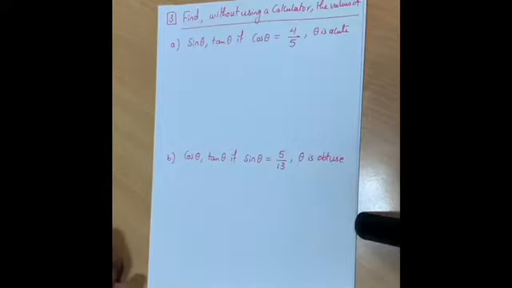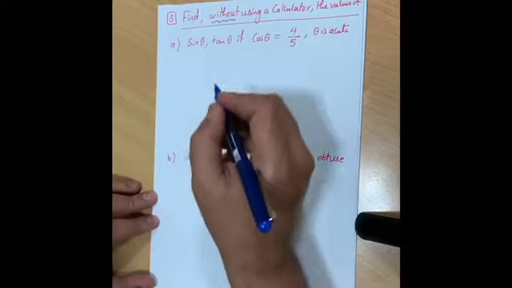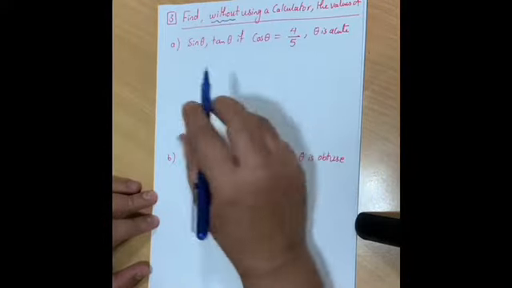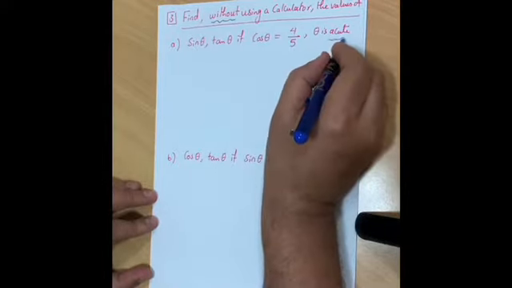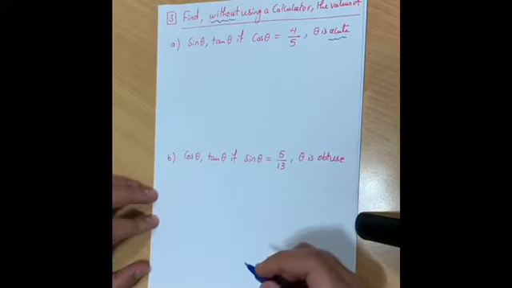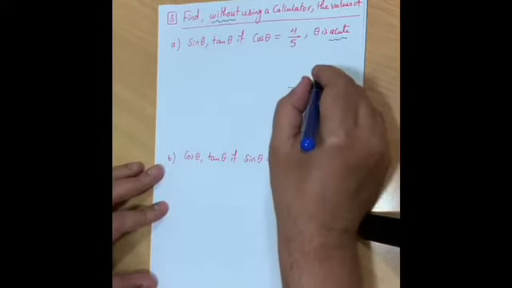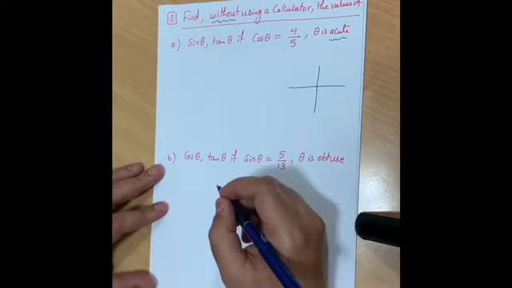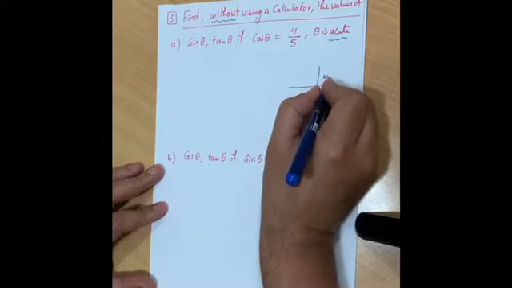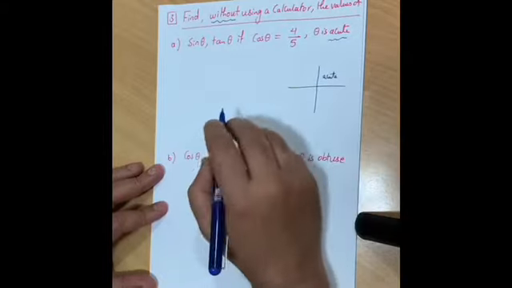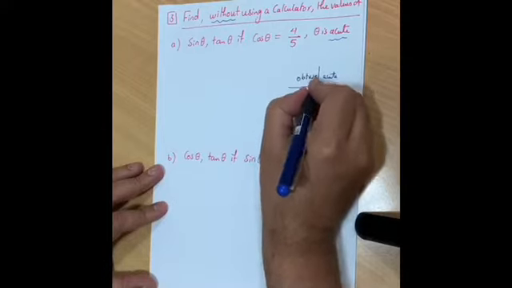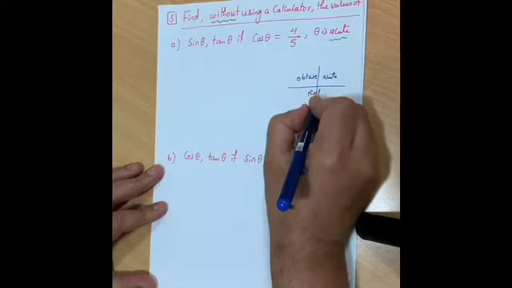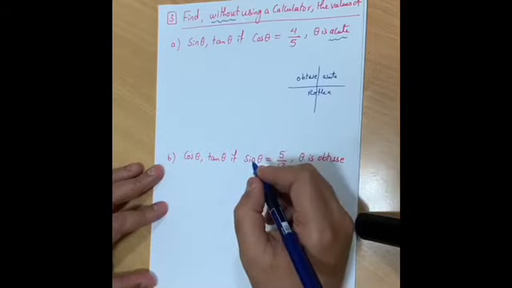Question 3. Find without using a calculator the values of sine theta and tan theta, if cosine theta is 4 over 5. And remember, theta is acute. I told you before, on the unit circle, all the angles in the first quadrant, we call them acute angles, between 0 and 90. Angles between 90 and 180, we call them obtuse angles. All the angles between 180 and 360, we call them reflex angles.